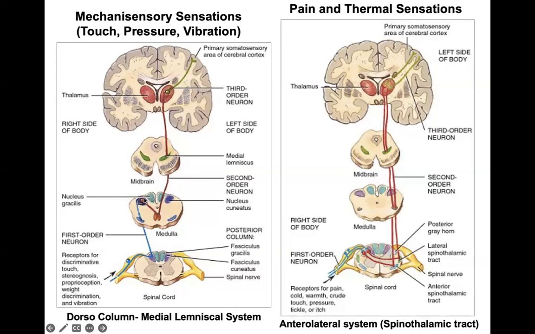Once it connects, now the interesting thing happens. This second neuron crosses to the other side. The cell body is here. We learned about synaptic transmission already, and that's what happens here. The end axon terminal of the first neuron connects with the cell body of the second neuron.